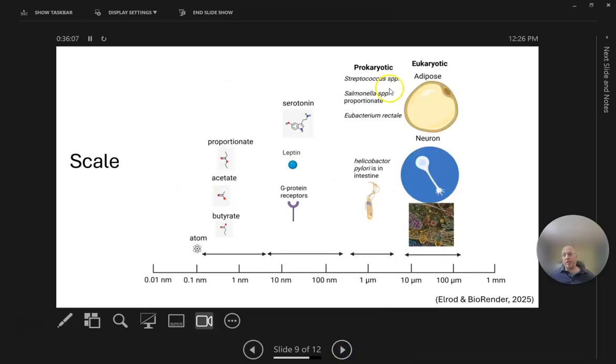Here's your scale. Again, this really comes down to structure and function. The bigger things are, the more function they have, and I kind of went over this stuff. Thank you very much.